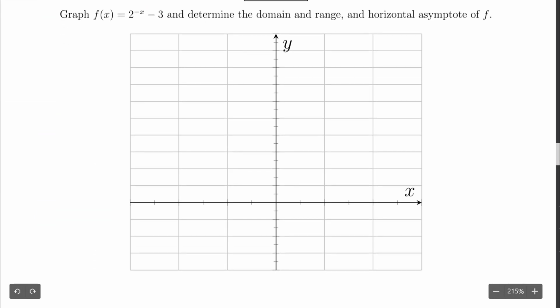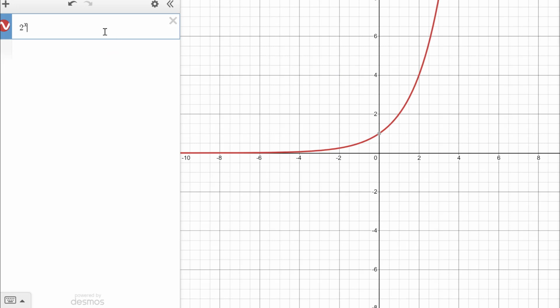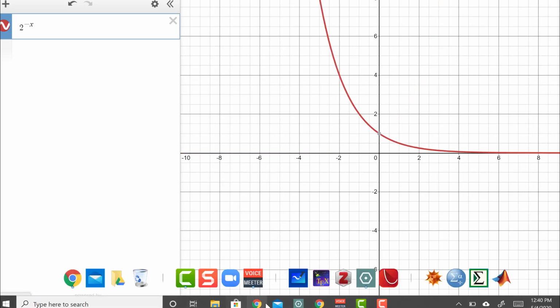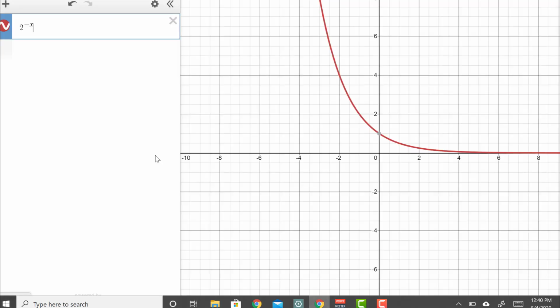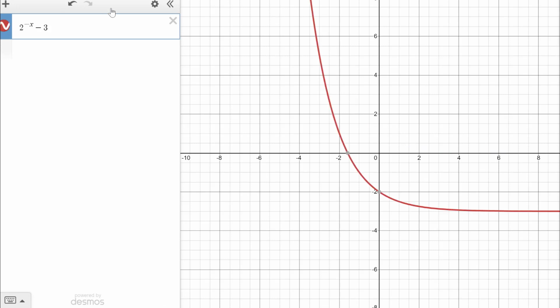Here with example 5, we're asked to graph 2 to the negative x minus 3. So again, we'll go back to Desmos. I'm going to clear these off now. So this is going to be 2 to the negative x. Let's see, was that minus 3 in the exponent? No. Okay. So 2 to the negative x minus 3. And here's our graph. So we note now that it has shifted this entire function down 3 units. Because our original y-intercept was at 1, our new y-intercept is at negative 2.